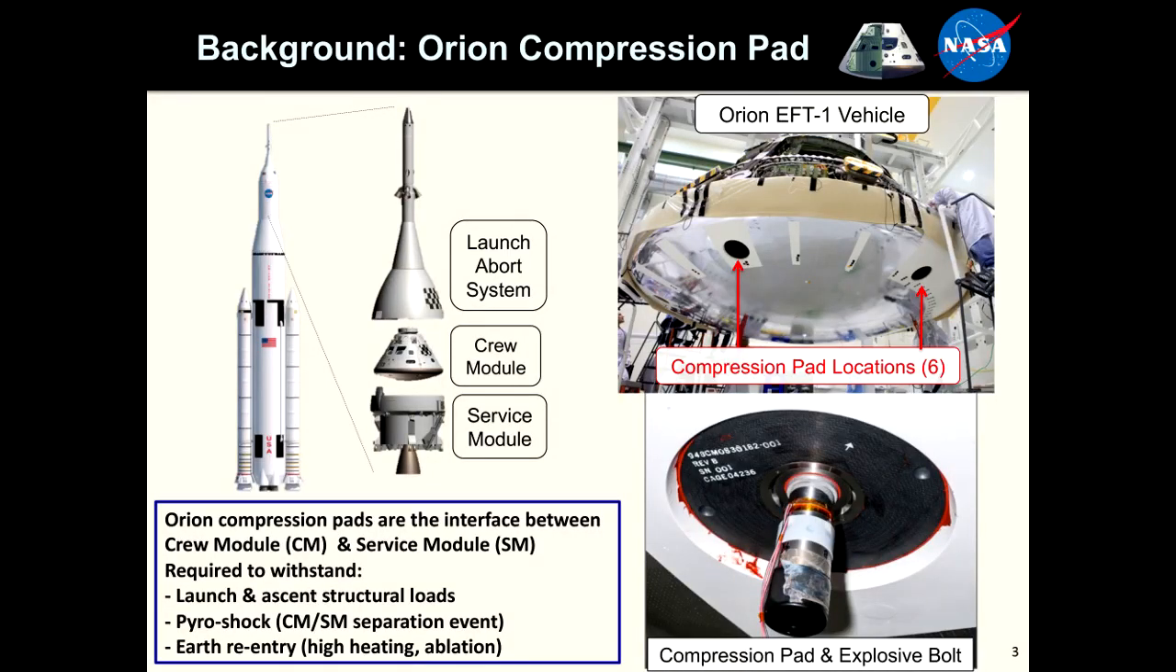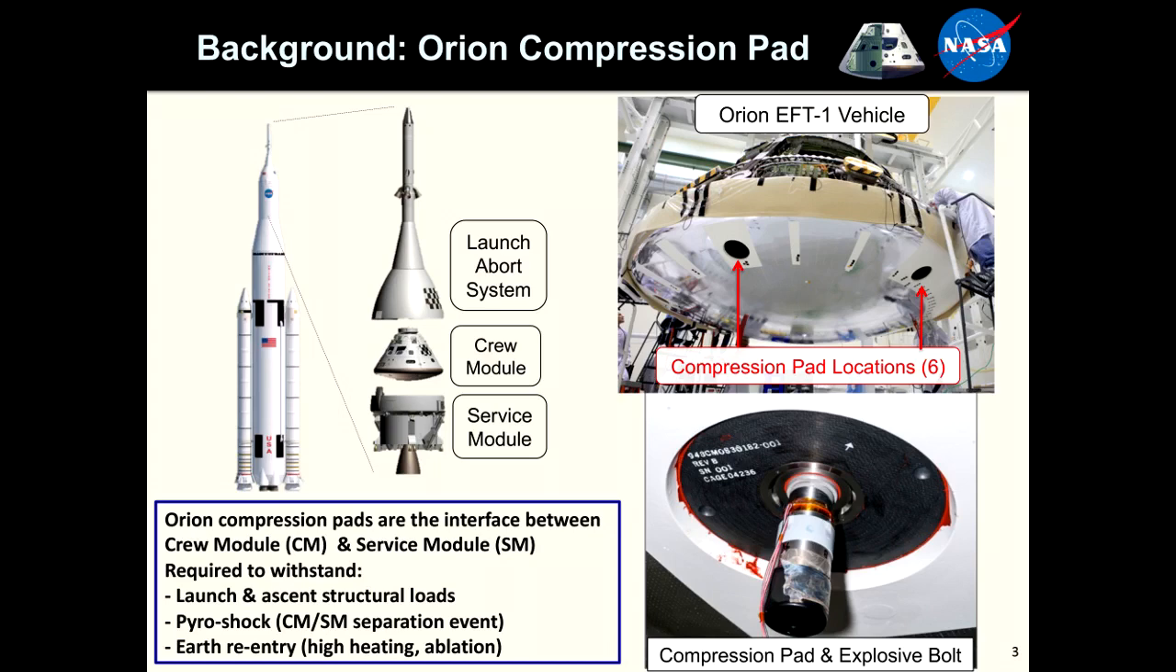Okay, so what is the compression pad? That's the material that we developed. 3D MAT is for the compression pad function of the space vehicle. On the top right here, you see a photograph of the Orion EFT-1 vehicle being prepared for flight. The heat shield is this bottom part with a reflective material covering it. You can see some holes in the heat shield, and those holes are the locations for the compression pads.